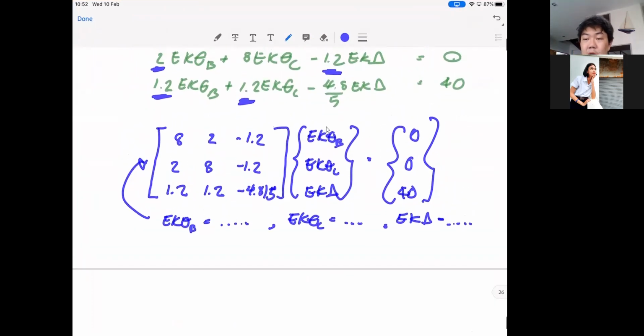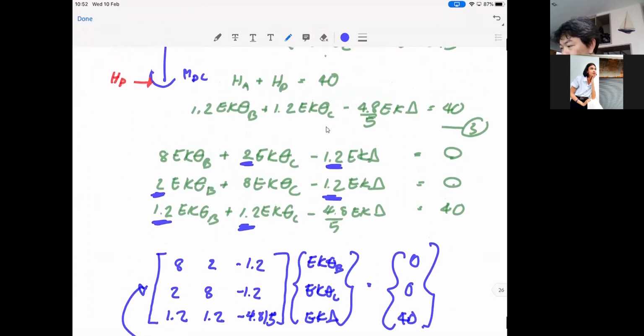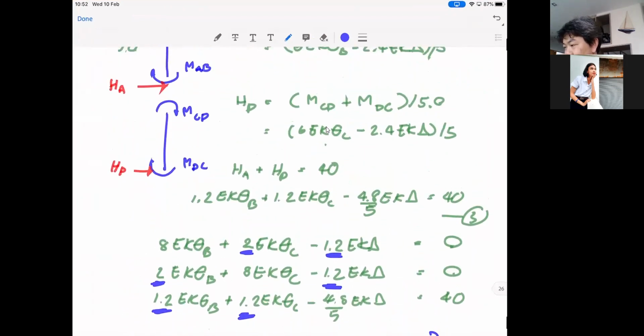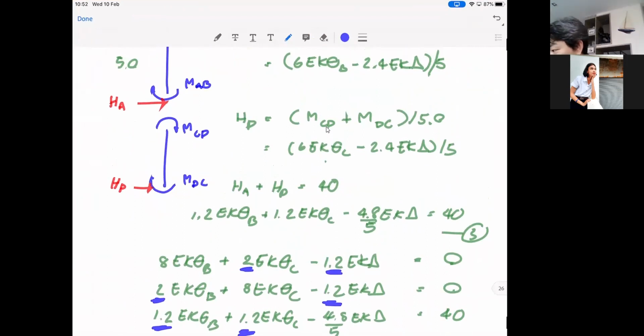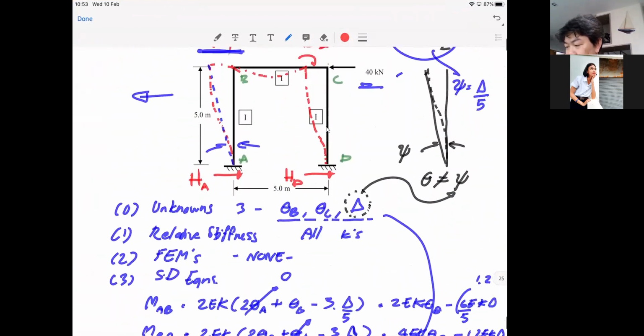But let me honestly tell you one thing. You may run into a problem with the sign, especially with this equation. You need to find a way to make sure that you write the proper equation, okay? Because it's pretty obvious that the base shear, which is the shear at the base of the frame, should be equal to the external force here.